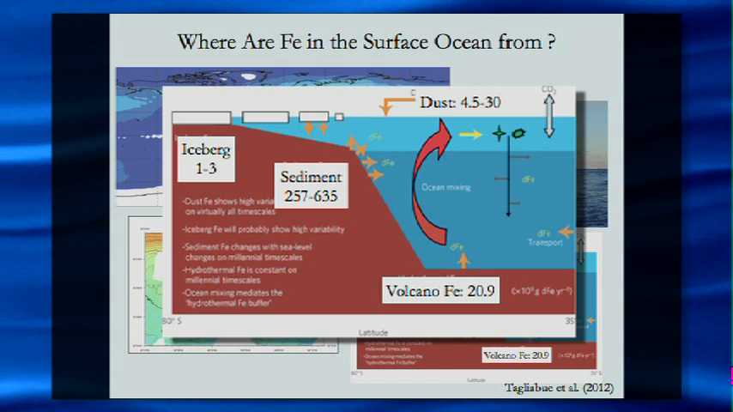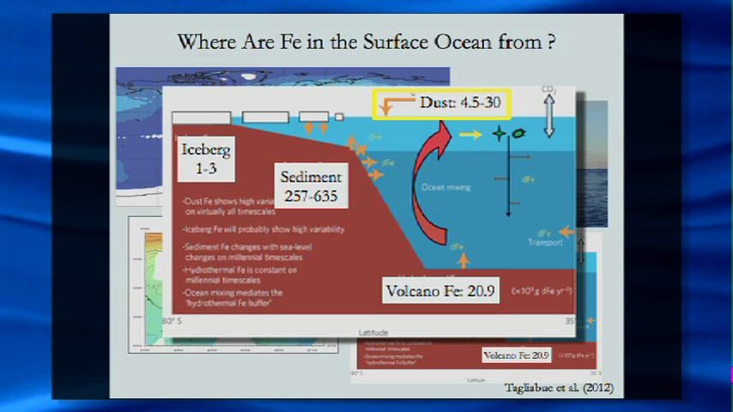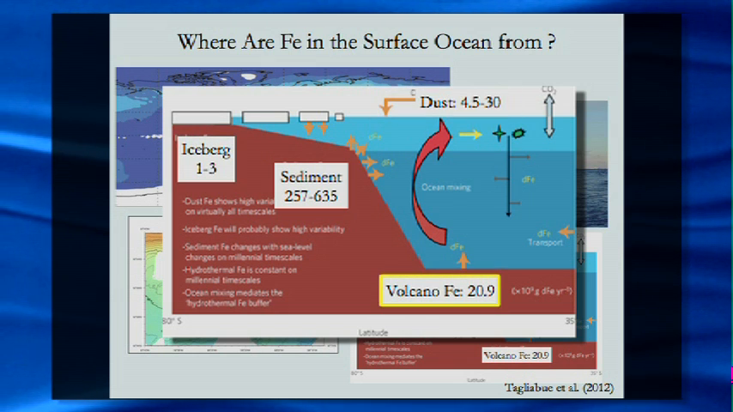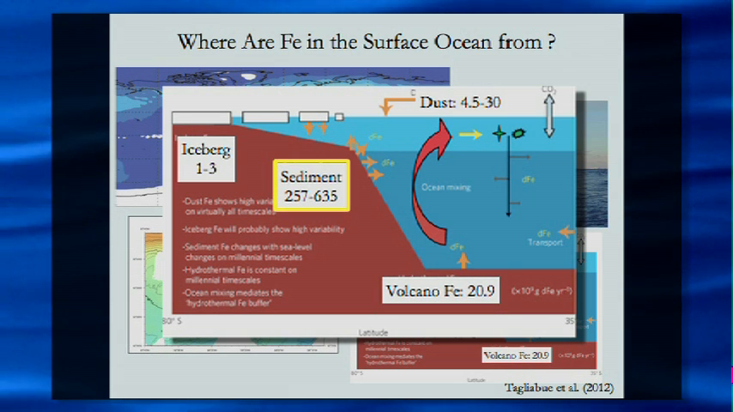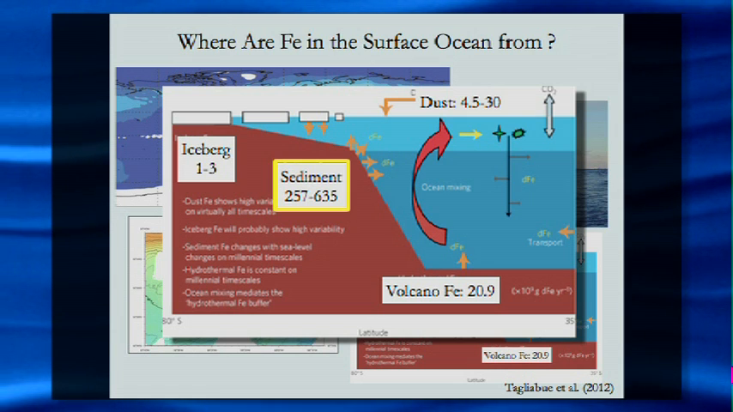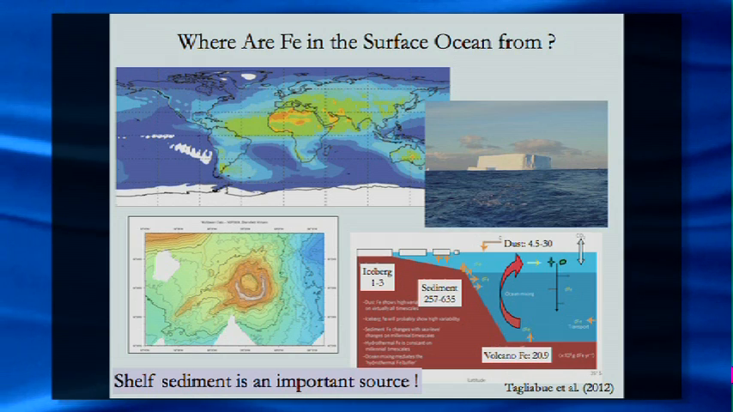So someone had done some calculation, and from this number, you can easily see that for iceberg, the flux is pretty low, and dust not much either. Volcano, yeah, that's quite significant, but again, they are too deep before they can come up to be used. And on the other hand, shelf sediment flux is very high. I would say this estimate is a bit on the higher end, but you get a sense. Sediment flux is a very important source for iron.